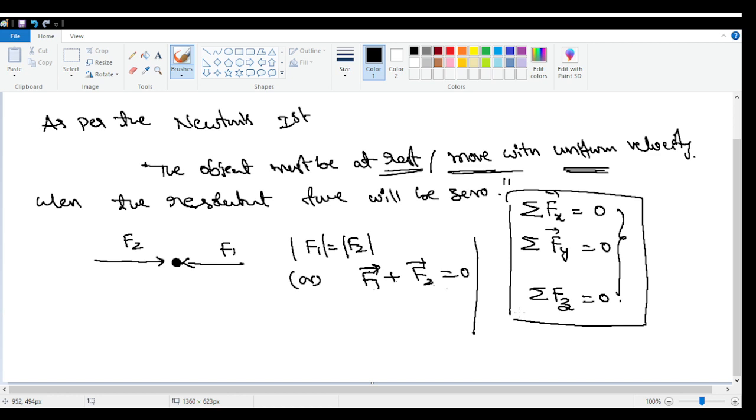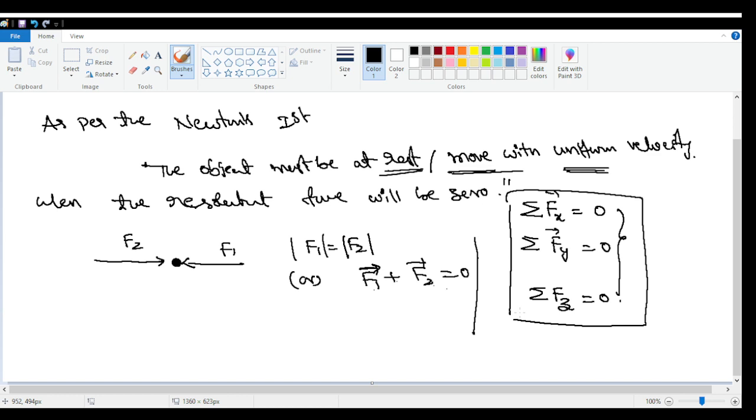The vectorial sum of the y direction components of all forces must be 0, and the vectorial sum of the z direction components of force must be 0. Then only we will say that the object is at equilibrium. Otherwise, if in any one direction the force is not equal to 0, then we will say that the object is not at equilibrium position, that is, the resultant force is not equal to 0. That is the statement we are taking. With the help of this, we need to solve some problems.